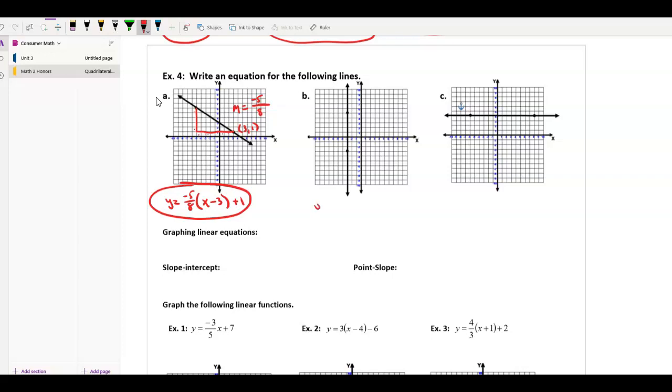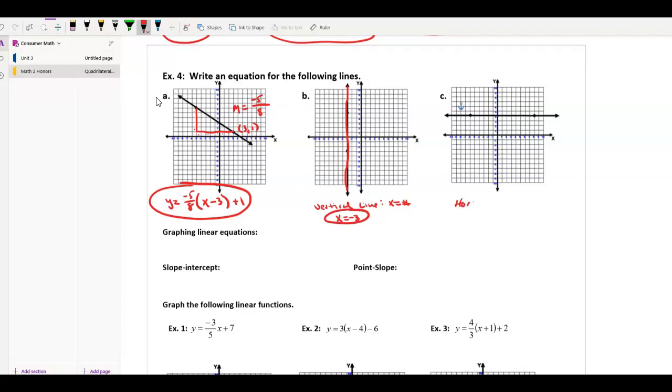Now, next one, equation of a vertical line. Remember, vertical lines are in the form x equals a number. So in this case, x equals, what's my repeating x value here? That would be negative 3. And that would be the equation of the vertical line.